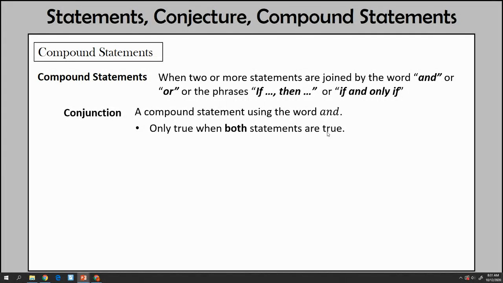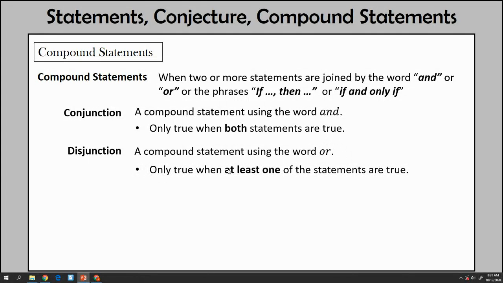Okay. So the and conjunction is restrictive in the fact that it's only true when both statements are true. A disjunction is a compound statement when we connect the two statements with the word or. And this can be true when at least one of the statements is true. So this or that, if one of this or that is true, then we consider this whole thing to be true. And we're going to go through a lot of this, so don't worry about it right this second.